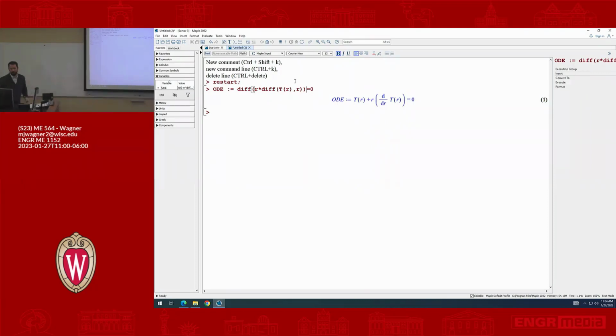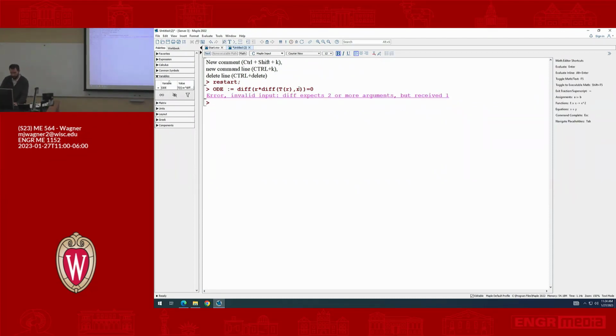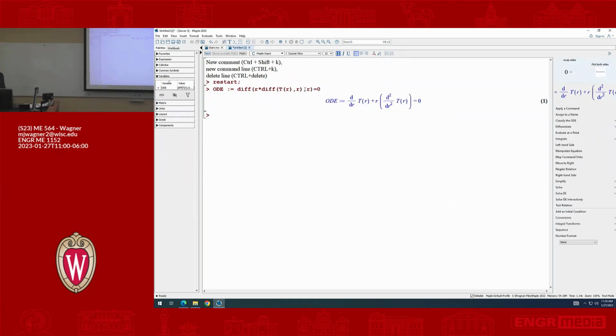So I had it kind of wrong to begin with, which is fine. But now I'm taking the differential of R times dT dR. Right? That I've fixed it to be our actual ODE. And I have to take the differential again with respect to R. OK. So this should be the equivalent of that ODE as we've written it.